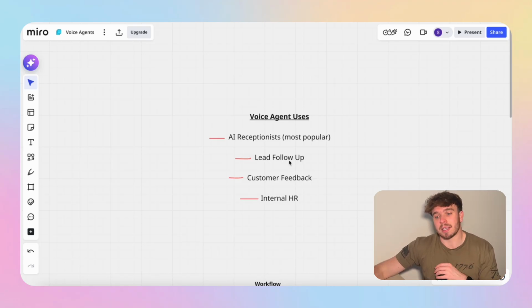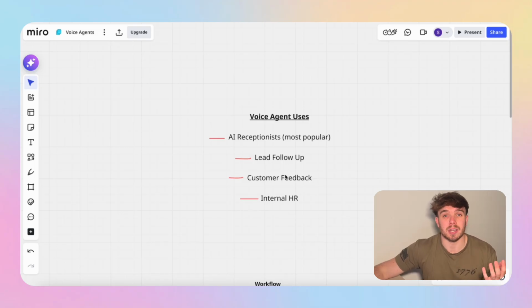The first one that I've got on here is an AI receptionist, which is actually what we're going to be building today. This is probably the most popular one that you see most people creating. But other things would also include a lead follow-up system, for example. After a lead has submitted a form on your website, you could have a voice agent which would contact these people and qualify them so you're ready to hand them to the sales team. You could have a customer feedback system, which instead of doing this via text or email, will actually be over the phone. And then finally, you've also got some internal HR voice agent uses. That's only 4 that I've given you there out of a range of different ones that you could use.